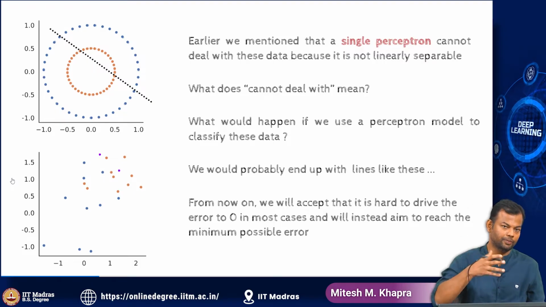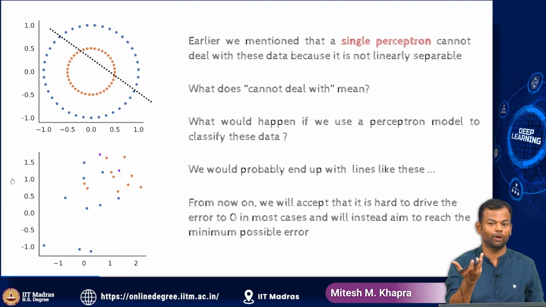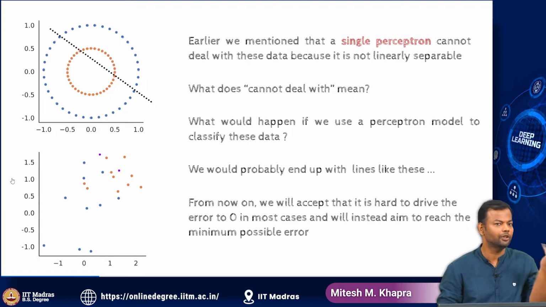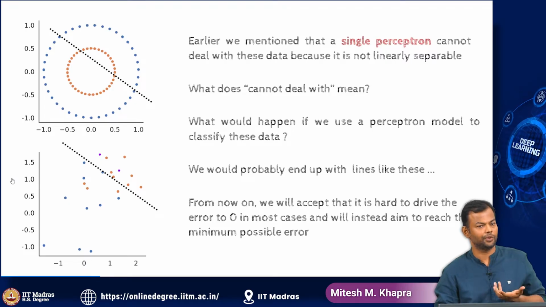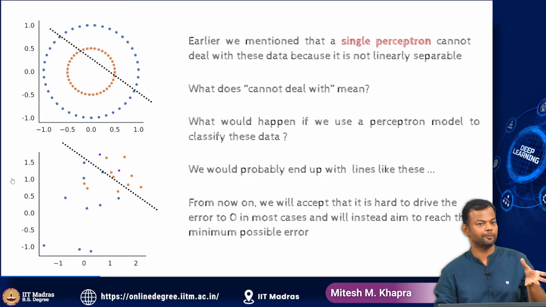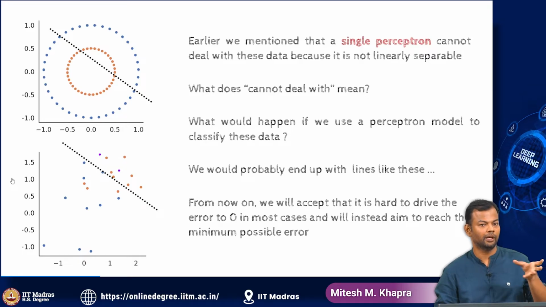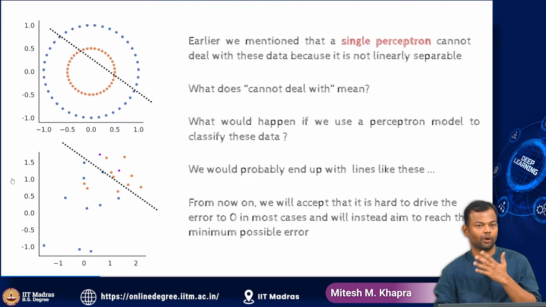There are errors, but that's a hard problem given. It cannot really separate by a linear boundary, but it will draw some boundary. In the second case also, it will draw some boundary, and here the situation is better. As you can see, it's making an error on some 3 orange points, which are getting classified as blue, and maybe a couple of blue points, which are getting classified as orange.